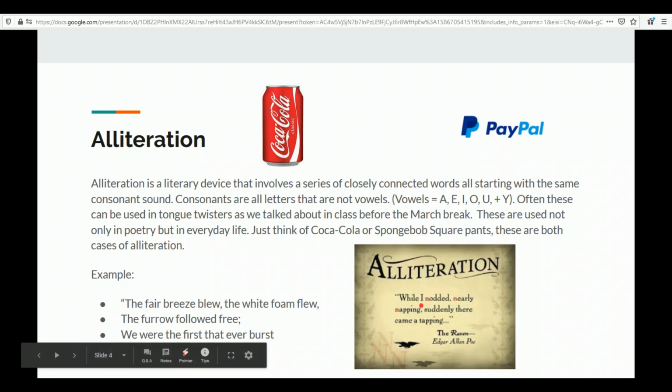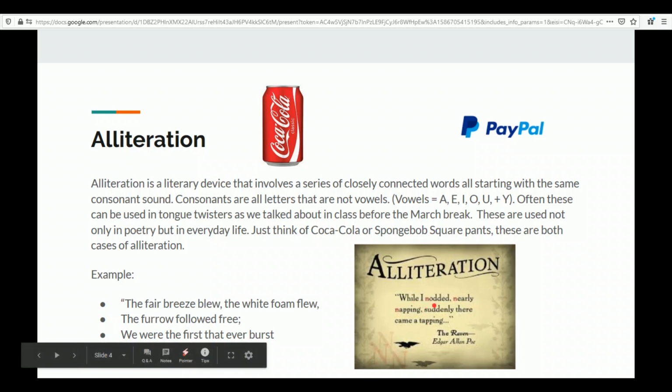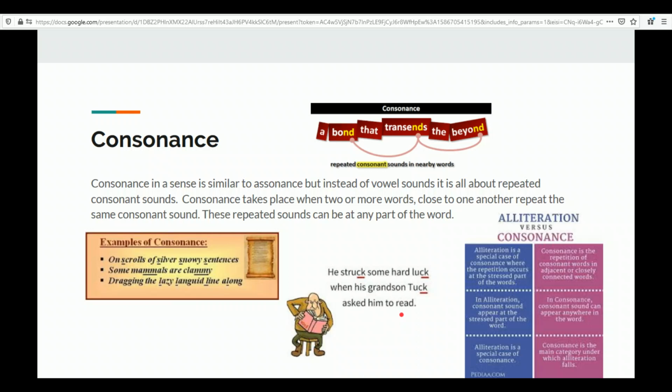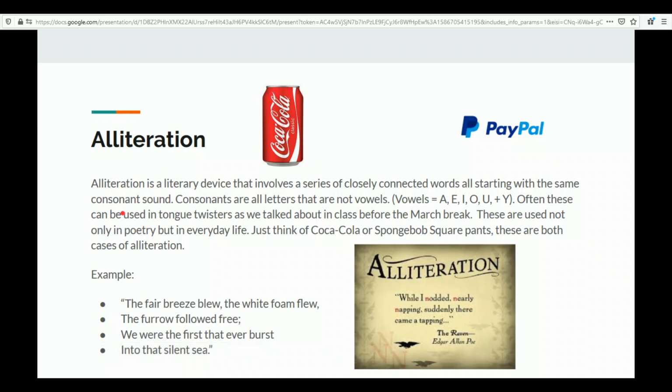And here's another: while I nodded, nearly napping, suddenly there came a tapping. You see, alliteration sometimes makes things sound exciting and gives a bit of rhythm. While I nodded, nearly napping, you have that same sound come up again and again. Alliteration deals with consonant sounds at the beginning of words, so you can't use vowels with alliteration. Those would be more assonance.